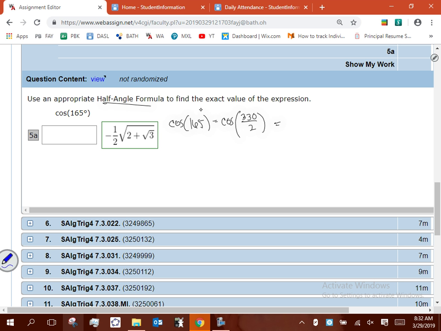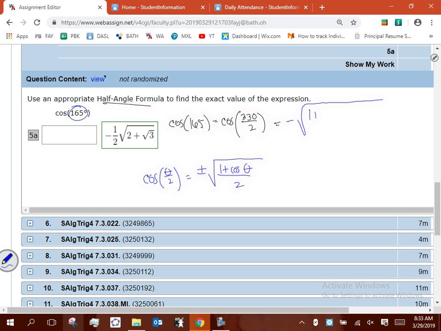All right, so when we do the cosine of theta over 2, that is equal to plus or minus the square root of 1 plus cosine theta over 2. So again, we got to think about what quadrant the half angle is in. What quadrant is 165 in? The second quadrant. So I'm going to take the negative version of this root. So it'll be negative roots.